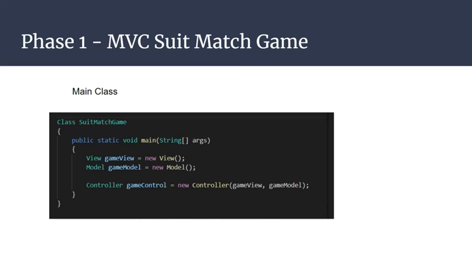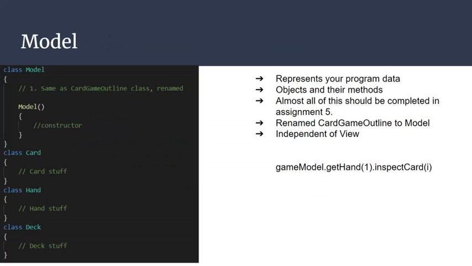Phase 1 is straightforward, converting our suit match game to MVC. One of the benefits of this is that it makes your program really neat. So this is like a sample main method for a suit match game. I mean, there might be more to it when we finish it, but a lot of the stuff is handled by the separate classes.